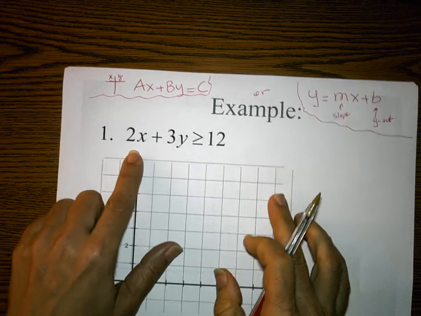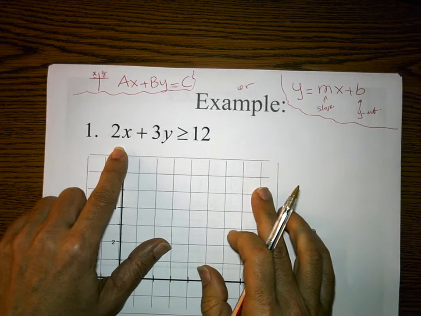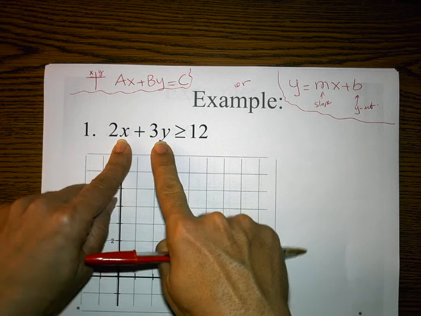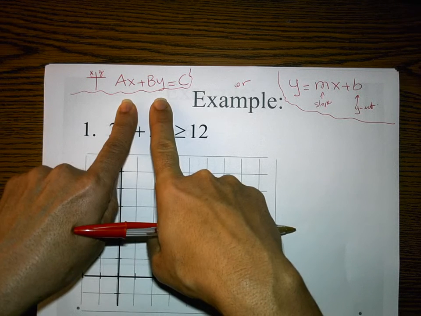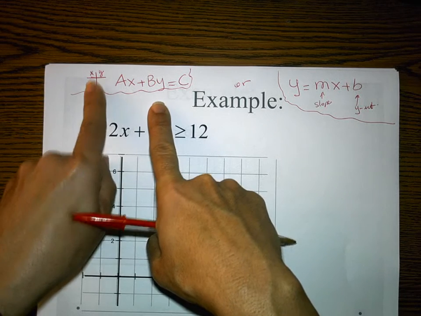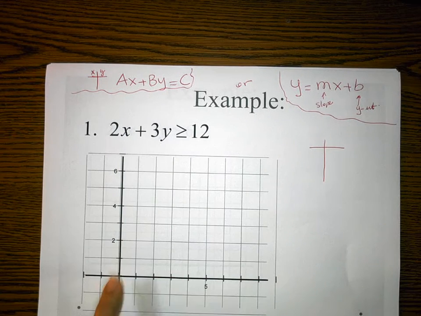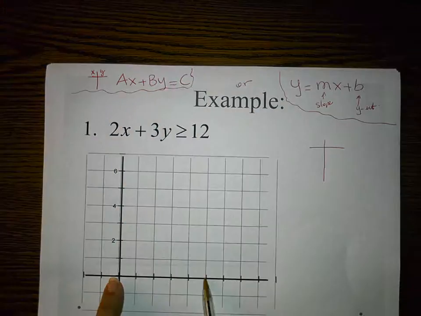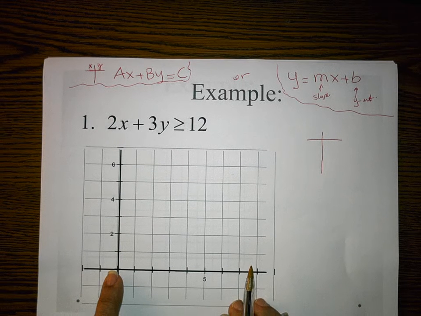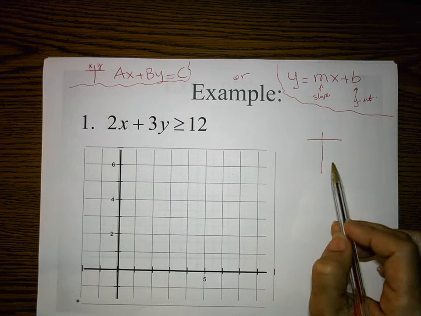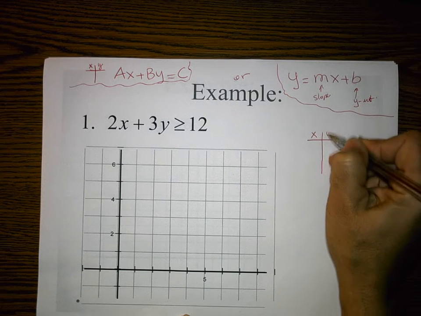So when I look at this example, I say, the x and the y are on the same exact side. It must be the standard form. So I'm going to create a little t-chart right here on the side so I can find where the line touches my x-axis and where the line touches my y-axis. That's why we make the little t-chart. So x and y.